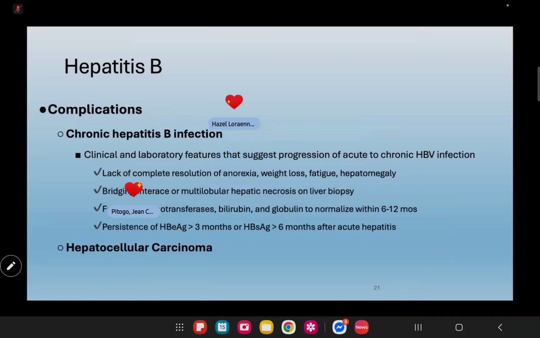Complications. Another possible outcome is the progression to chronic hepatitis B. This is what I said earlier, no? Progression to chronic hepatitis B, or could also be liver cancer or hepatocellular carcinoma. So there are indicators of progression from acute to chronic, and that includes, number one, persistent anorexia. There will be weight loss and hepatomegaly.